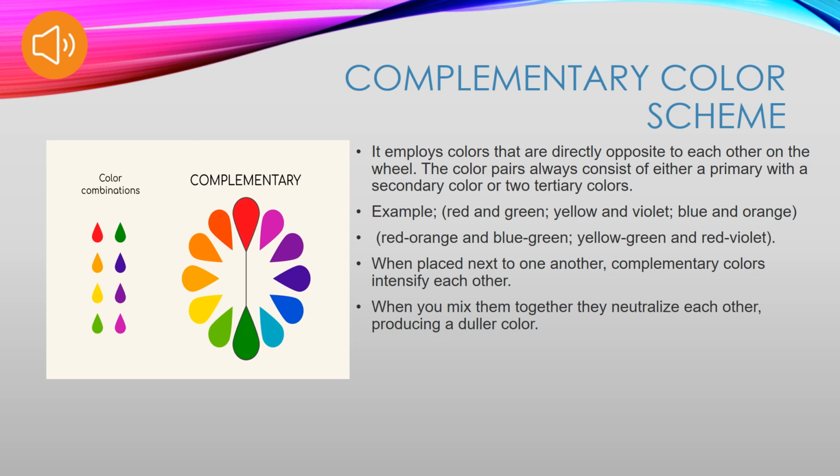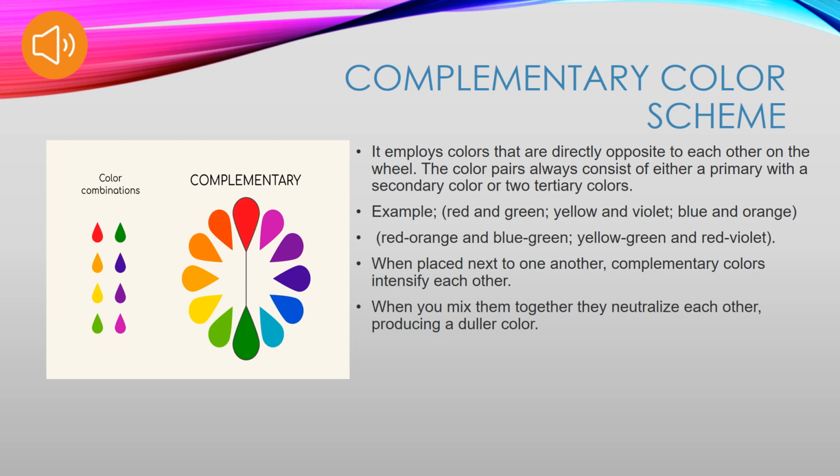Now let us look at the complementary color scheme. This color scheme employs colors that are directly opposite to each other on the color wheel. The color pairs always consist of either a primary color with a secondary color or 2 tertiary colors.